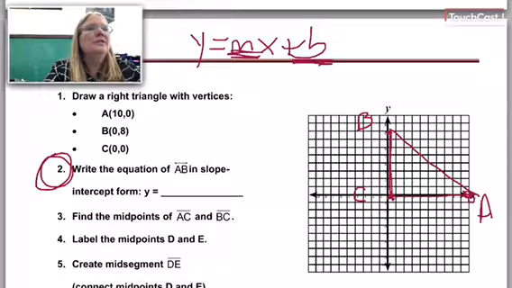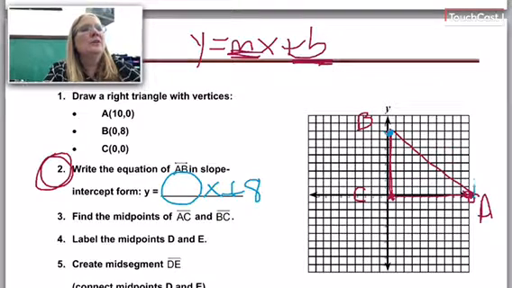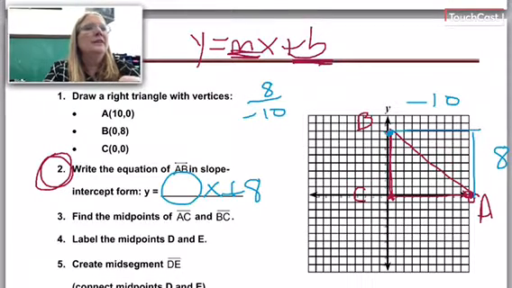Well, if you look at this picture, we can see where AB touches y. It touches y at 8. And so we already have y is equal to, the only thing missing is the slope. So we just need rise over run to find the slope. So we go up 8, and we go to the left 10, so left is negative, so we get rise over run, and we can simplify that to negative 4 over 5.